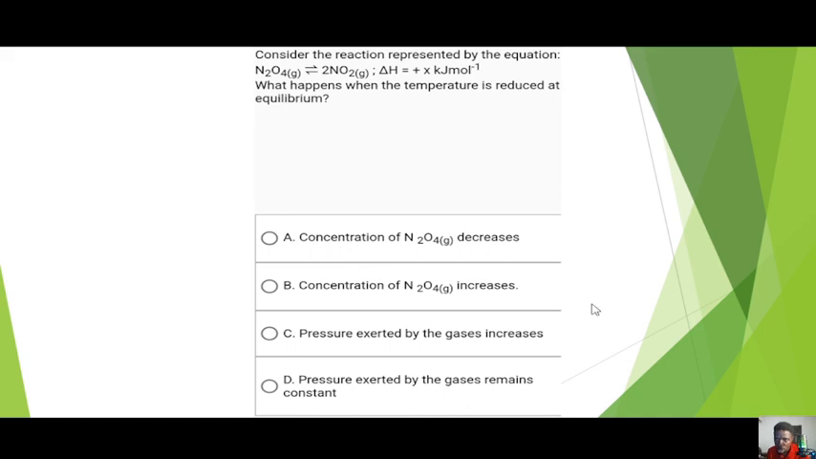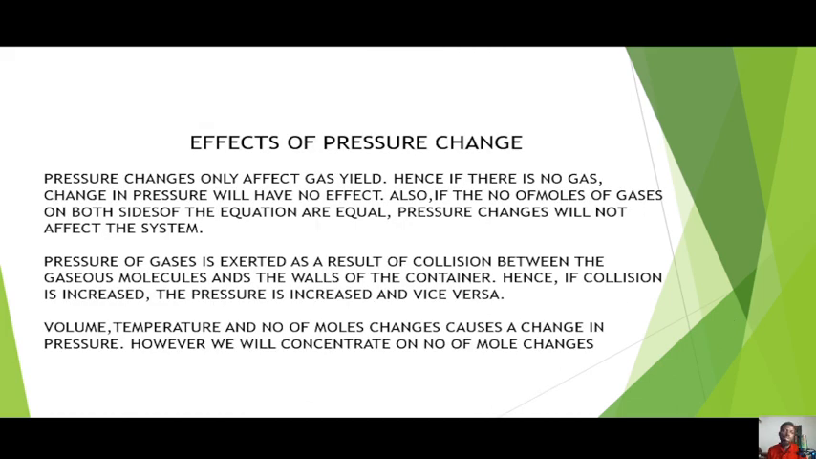So let's check the options. Concentration of N2O4 would decrease. No, we have positive. If it's going to go forward to produce NO2, positive means you need to increase temperature, but since you are decreasing temperature, it will go backward to give more of N2O4. So the concentration of N2O4 is supposed to increase. And if you look at your options, that is option B. Automatically, that is our answer. And that's basically it with respect to your questions on endothermic reactions.